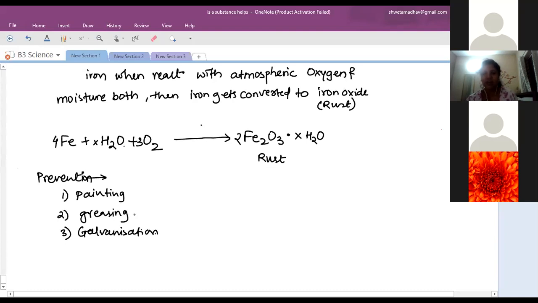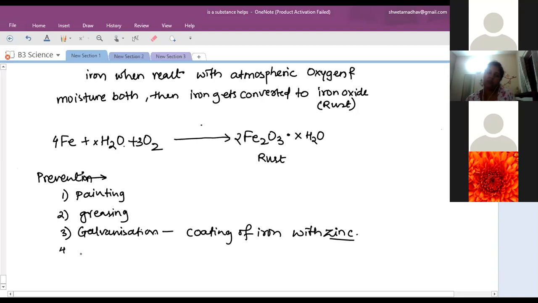So this way greasing can prevent rusting of machine parts. Third is galvanization. Galvanization means coating of iron with zinc. Zinc is more reactive. So when an iron article is coated with zinc, whenever oxygen or moisture comes in contact with that object, it will first react with zinc because zinc is more reactive than iron. So zinc will react and iron will be left back. So it will not react.